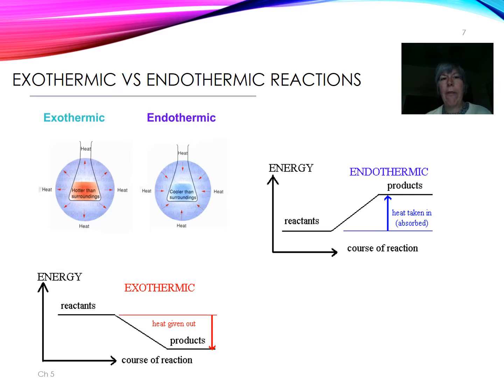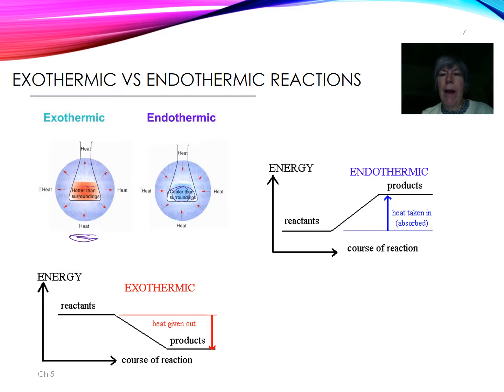So here's a little graphic of an exothermic and an endothermic reaction. In an exothermic reaction in the beaker here, you see that the heat is given off. So this beaker is hotter than the surroundings, the heat's going out to the surroundings. In an endothermic reaction, heat is going in, and this is cooler than the surroundings.